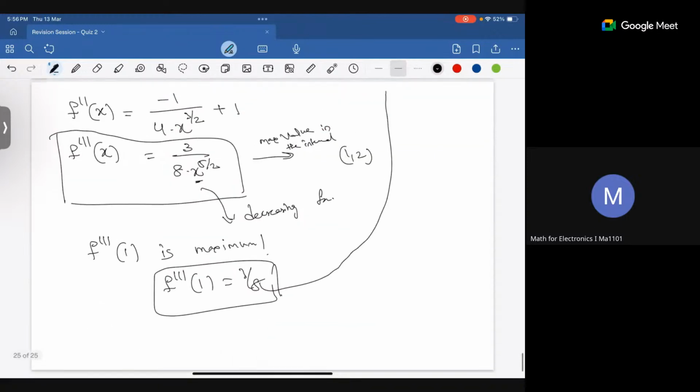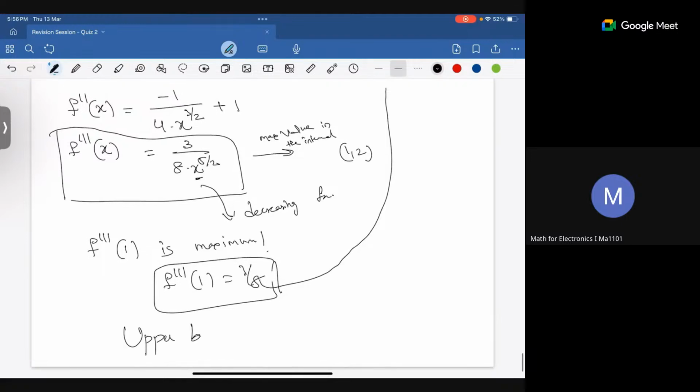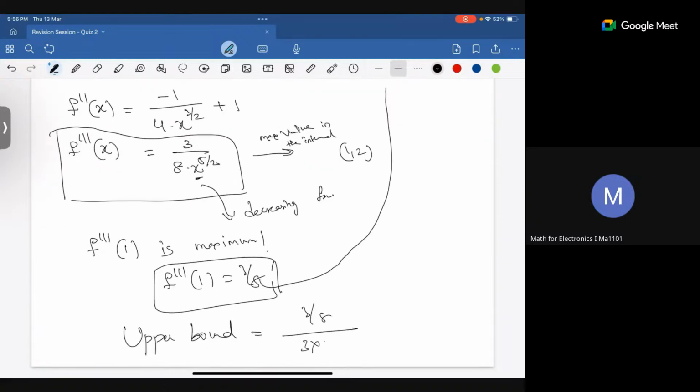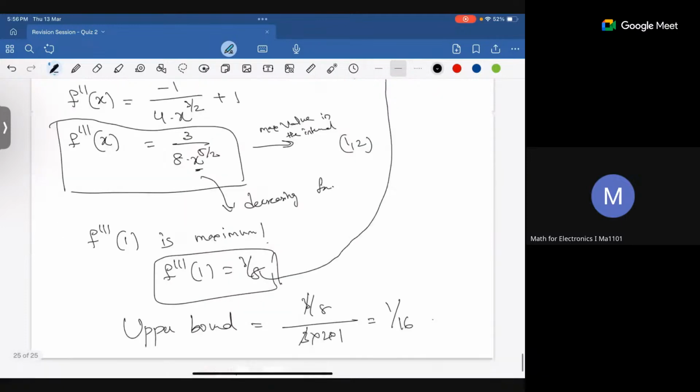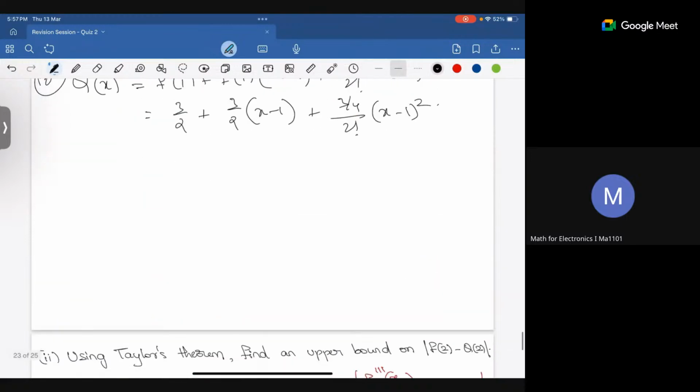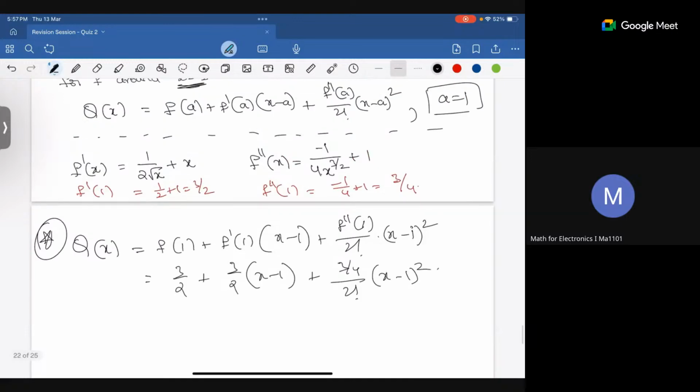So if you do that, the upper bound is 3 by 8 by 3 factorial. So 3 factorial is 3 into 2 into 1. This and this will get cancelled out. You will have 1 by 16 as the upper bound. Okay. So this is the upper bound. This is how you should compute. This is computationally heavy, I agree. So you have to do a lot of computations, but it is actually needed.